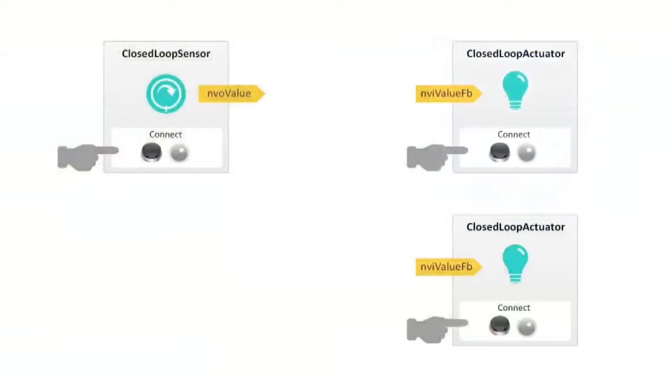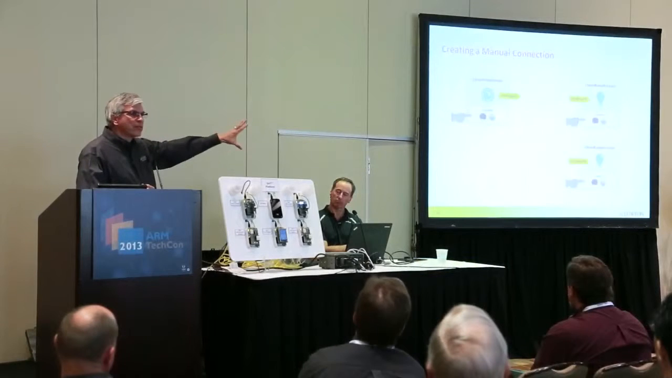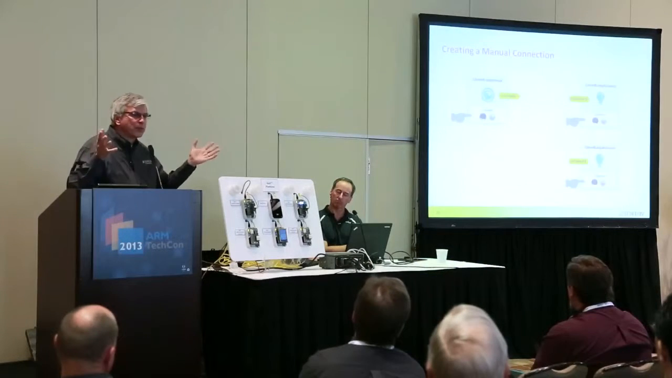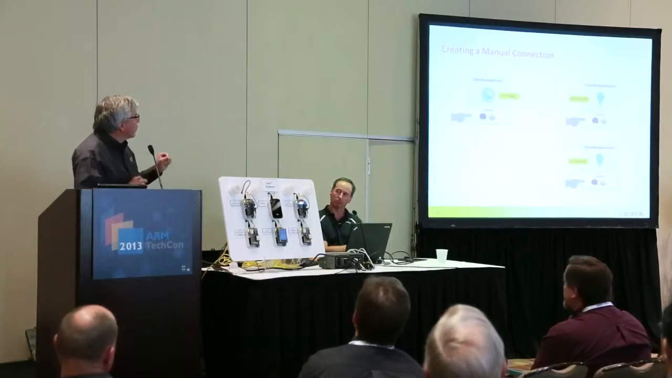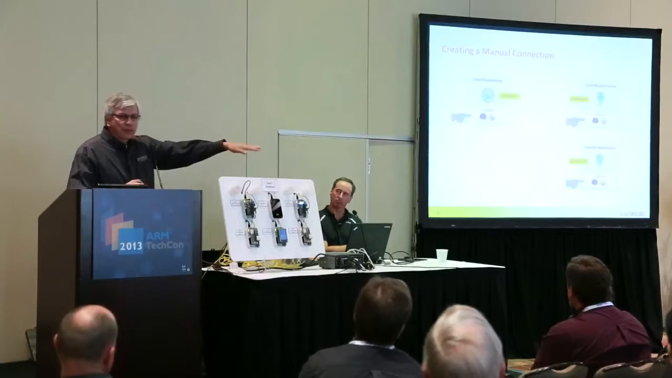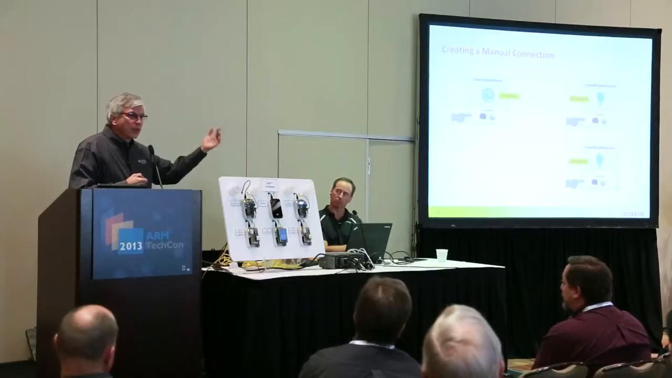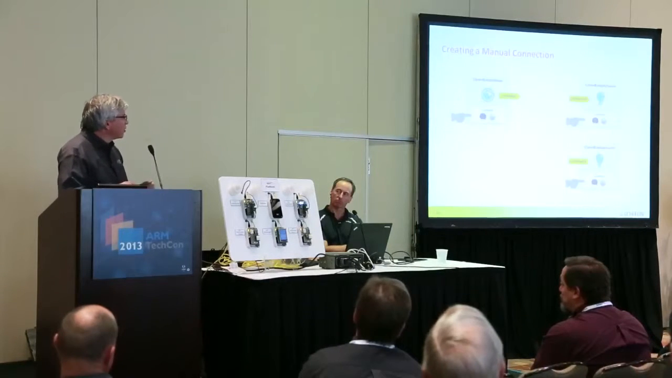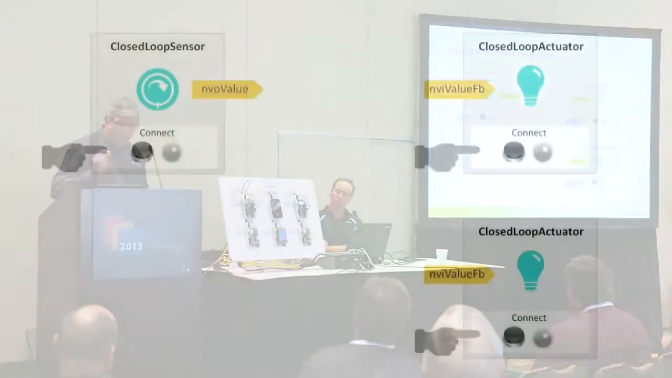The keypad is a thing that will allow the user to push a button on the wall and send out a message to all the devices in the room about what state the user wants. And on the right are closed loop actuators. An example of that would be the lamps: lamps that take an input for what scene should I be in, or what level should I be at, or what color should I be at. So if I want to create a manual connection, I can go to one of these devices, like the closed loop sensor, and push the button.